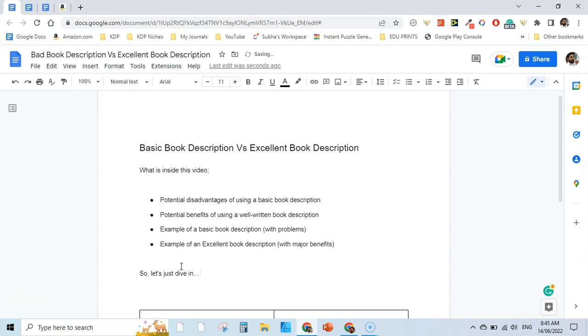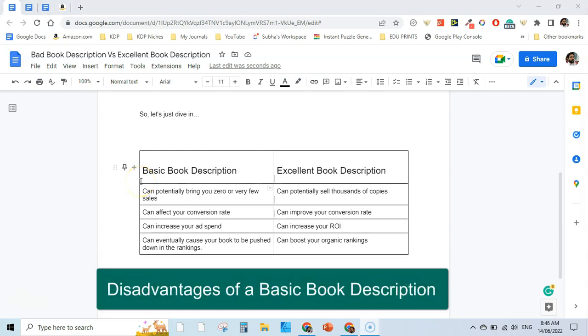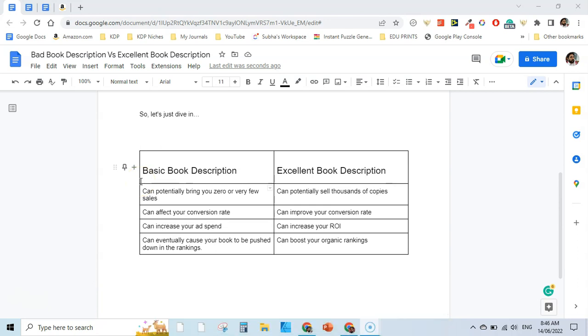So let's get started. First, I will discuss some benefits of an excellent book description. Then the opposite is also true for a basic book description. Those will be the cons or disadvantages of using a basic book description. A basic book description can potentially bring you zero or very few sales, and can affect your conversion rate.